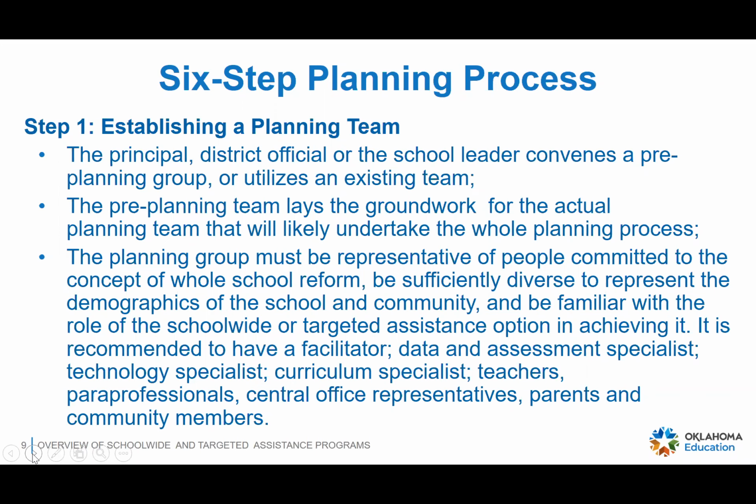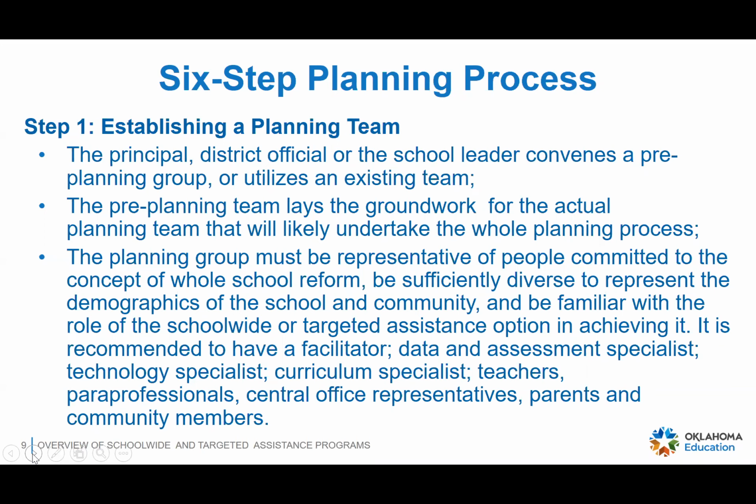I have in the next few slides what's called the 6-step planning process. While you may have more than 6 steps, this is just some guidance that will help you in going through the planning process. So what you have to do first is to establish a planning team. To reach this planning team, the principal, district official, or the school leader will convene what's called the pre-planning group, or may utilize an existing team.